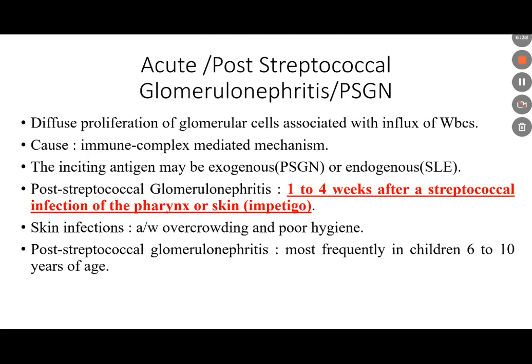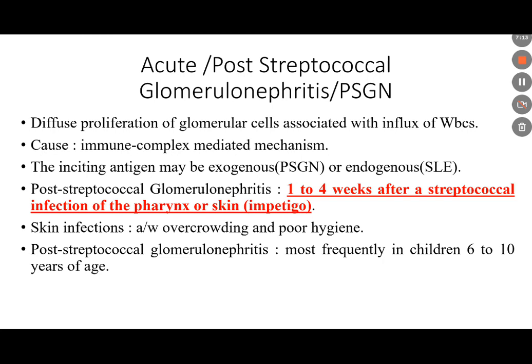Now first entity is the acute post-streptococcal glomerulonephritis, PSGN. So there is diffuse proliferation of glomerular cells associated with the influx of WBCs. So there is an infection, post-streptococcal infection. So patient has a sore throat. So what will be the presentation? Your patient will be saying, I have sore throat, and after a few weeks the patient will develop glomerulonephritis. So what is happening is, when he develops sore throat, this influx of WBCs is causing diffuse proliferation of glomerular cells. How? This is an immune complex mediated mechanism.